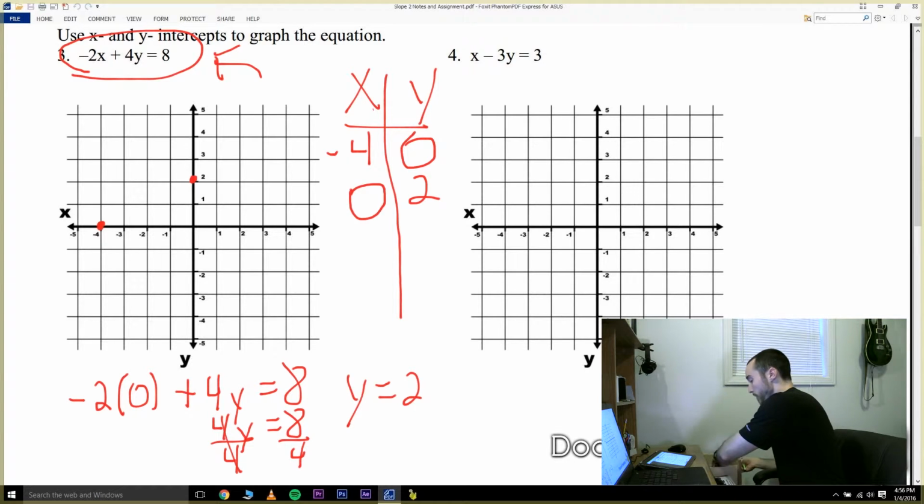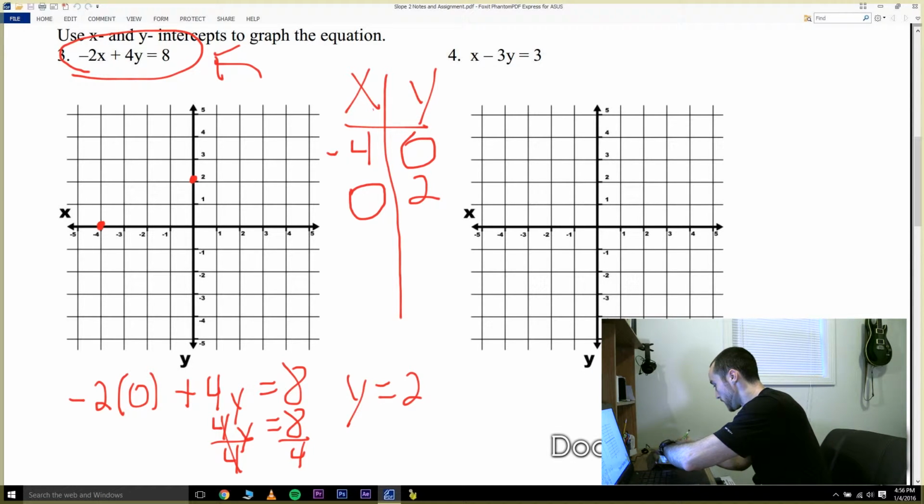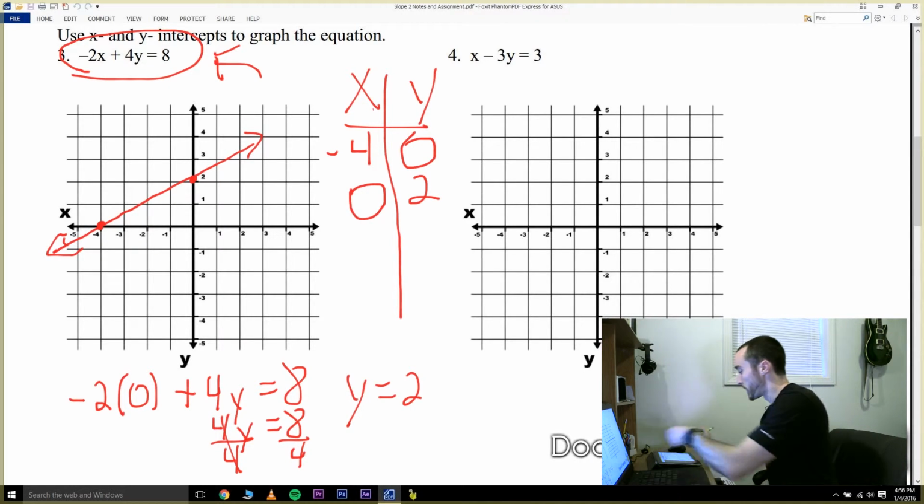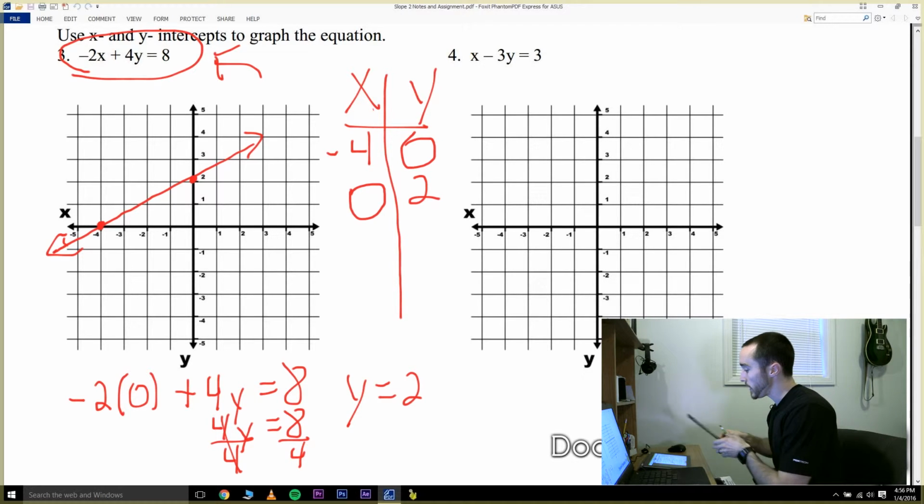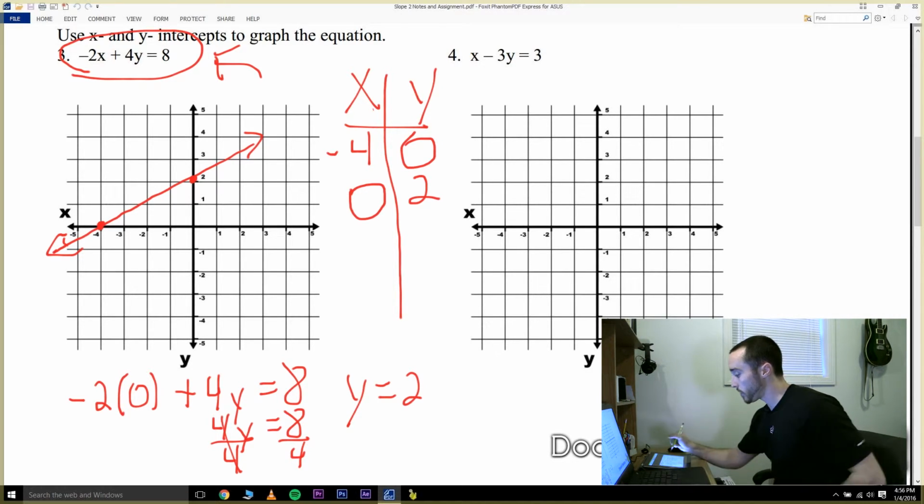Let me get my ruler out. And so all I got to do is connect the dots. I like to draw the line all the way through both sides of the dots to show that the line goes forever and ever. So something like that. Okay, cool. So when they say to graph the equation using x and y-intercepts, I would just make a little xy table, plug in zeros, and solve for it.